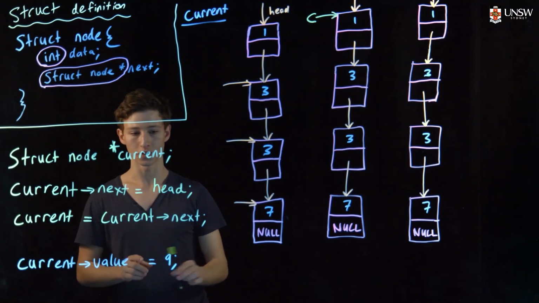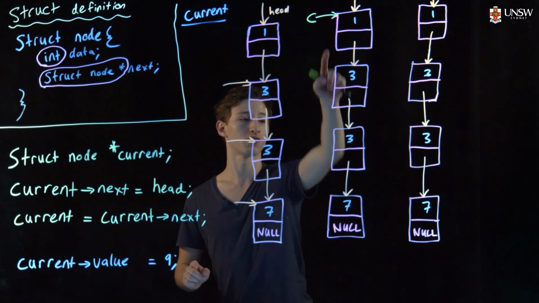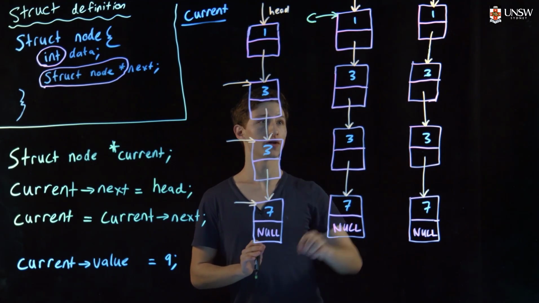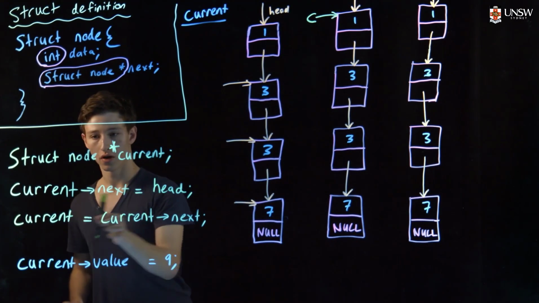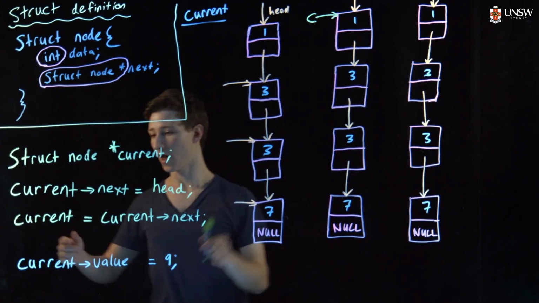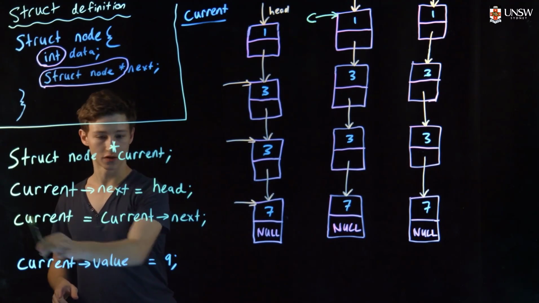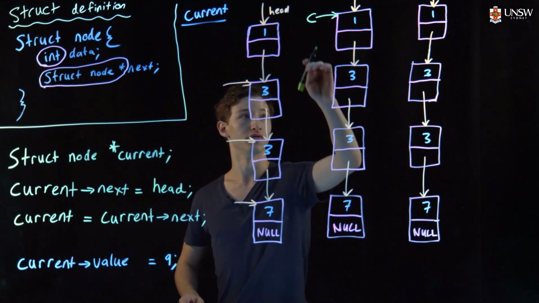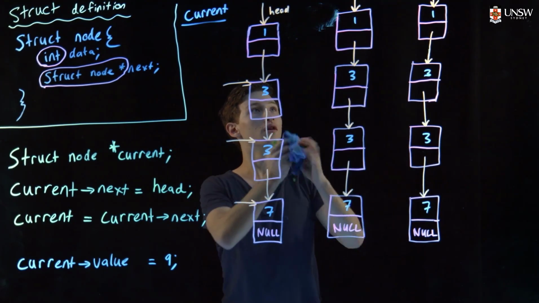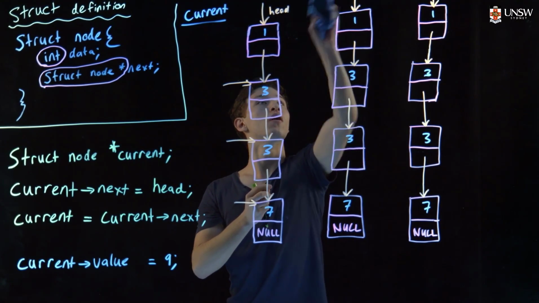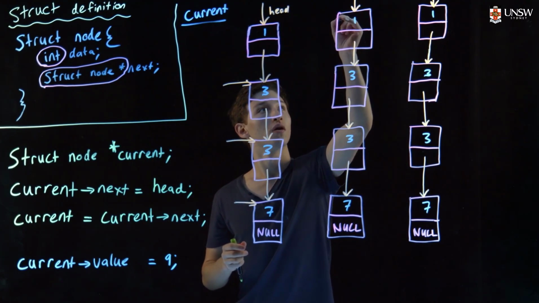Now, we're going to use this third line, current equals current next, in order to move current through the list. So say, for example, I wanted to change this 3 to the value 9. I would execute these 2 statements to create current and make it point to the first node. Then I would execute this third statement in order to get current to move down 1. So it would look something like this.